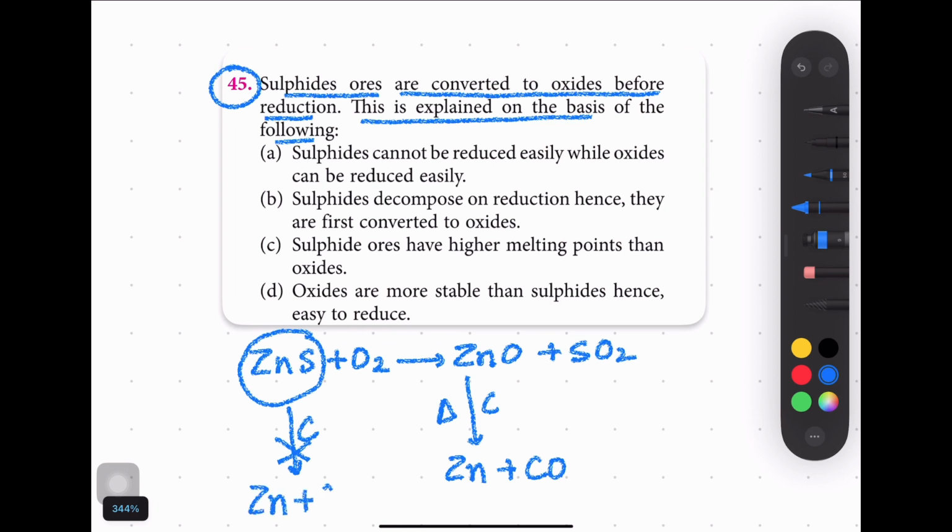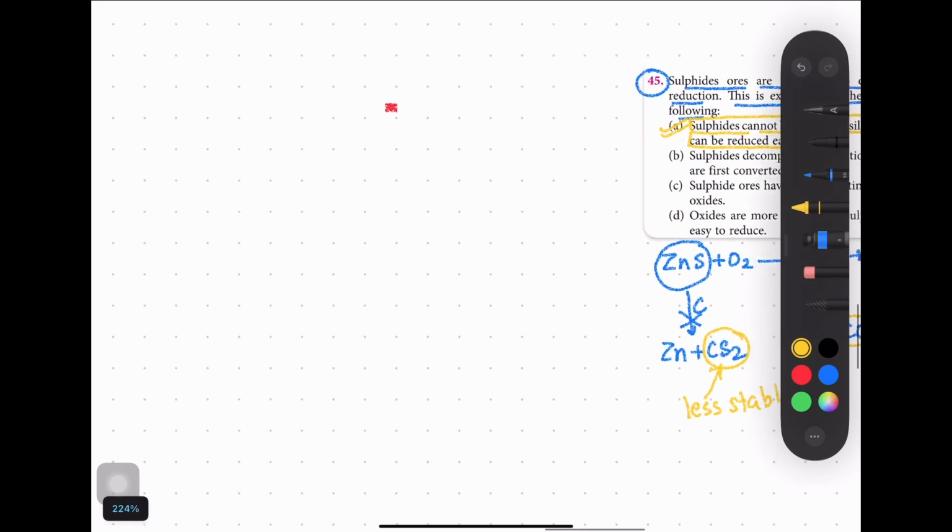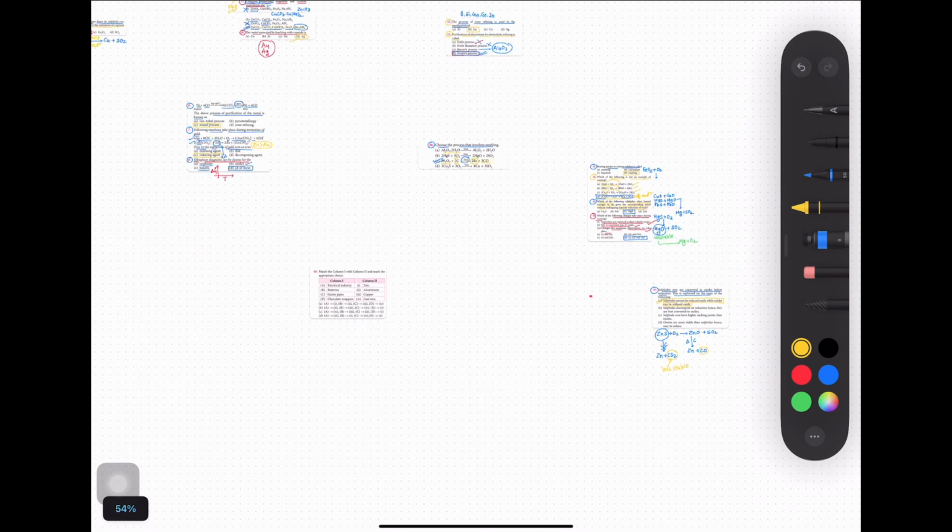The reason being, this reduction is difficult, and oxide reduction is much easier. So the correct answer should be that sulfide cannot be reduced easily while oxide can be reduced easily. The first option itself is the correct one. Because in this case we are getting CO or CO2, whereas here it would be CS2. CS2 stability is less. It is less stable, and if it is less stable, the reaction would not like to proceed in the forward direction. Simple.